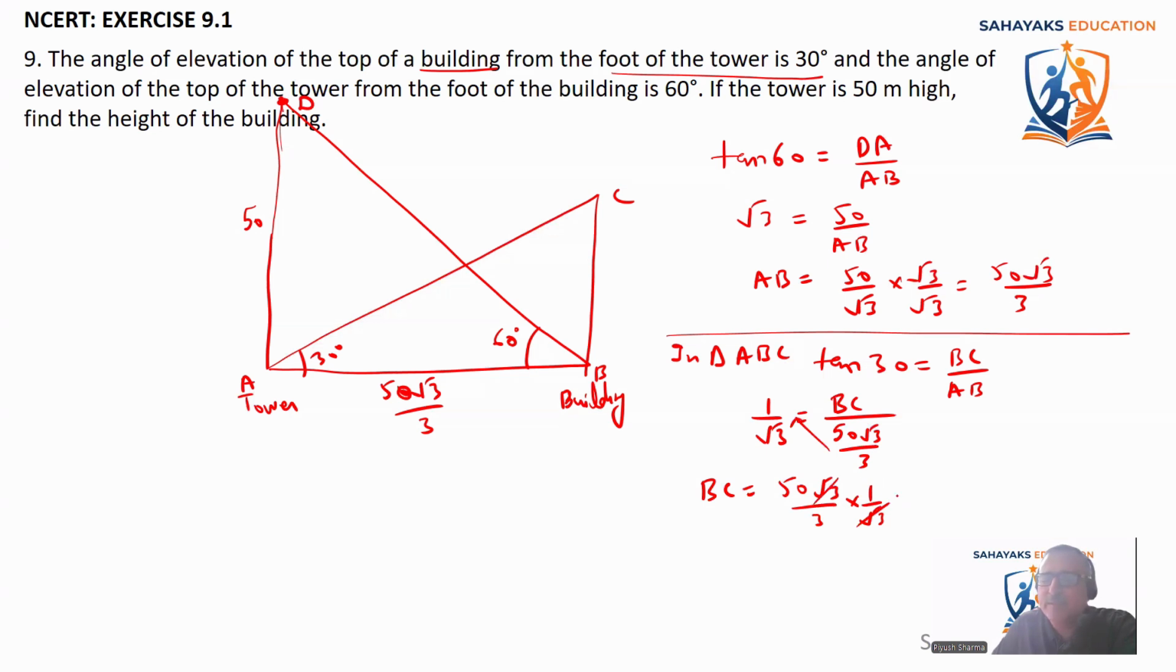So BC comes out to be 50 divided by 3. If we divide it, 3 ones are 3, 20, 3 sixes are 18, then 20, then again 16.6. So 16.6 meters is the height of the building. Okay, so coming to the next question.